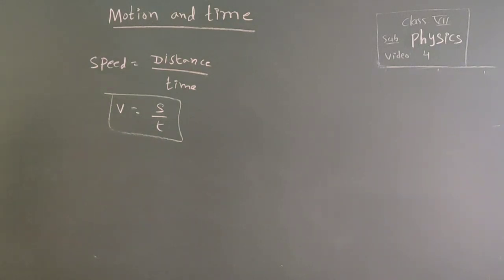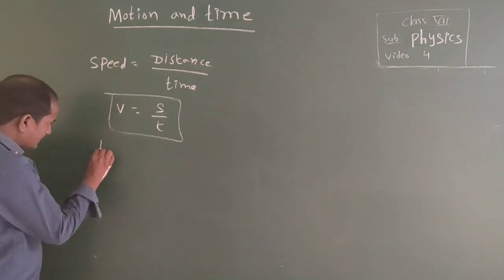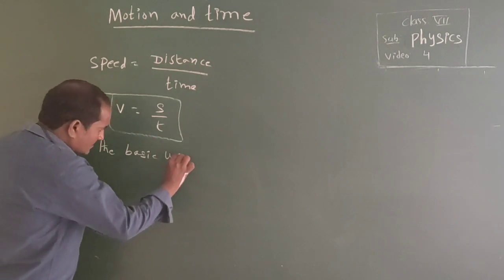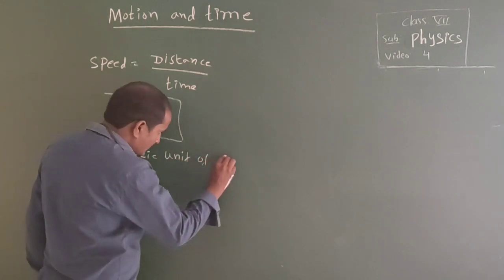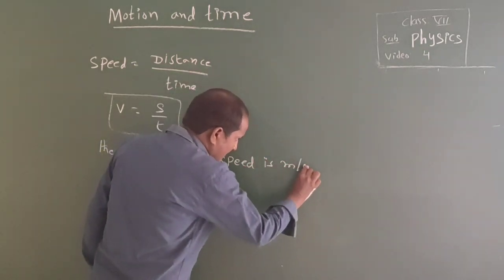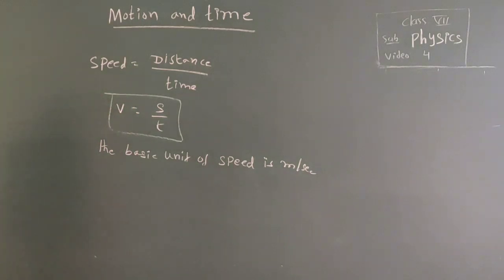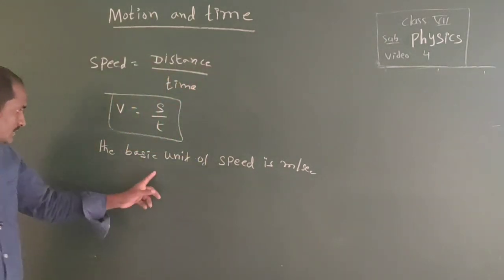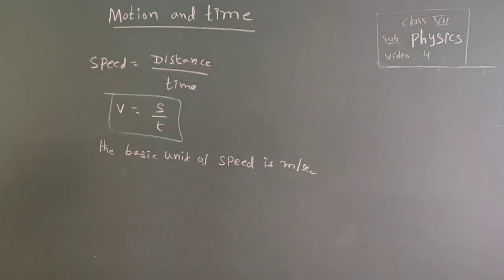The basic unit of speed is meter per second. By using a speedometer, we can measure the speed of a vehicle.